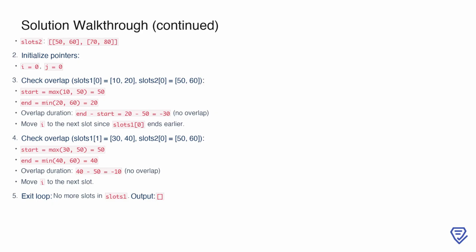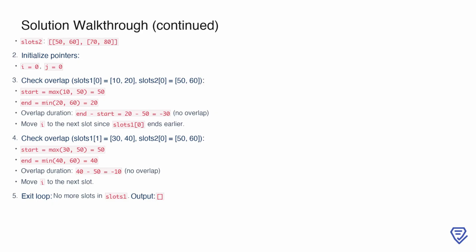The overlap calculation gives start equals max(10, 50), which is 50, and end equals min(20, 60), which is 20. Since the start time is greater than the end time, there's no overlap. We move the pointer i to the next slot in slots1, as slots1[0] ends earlier.